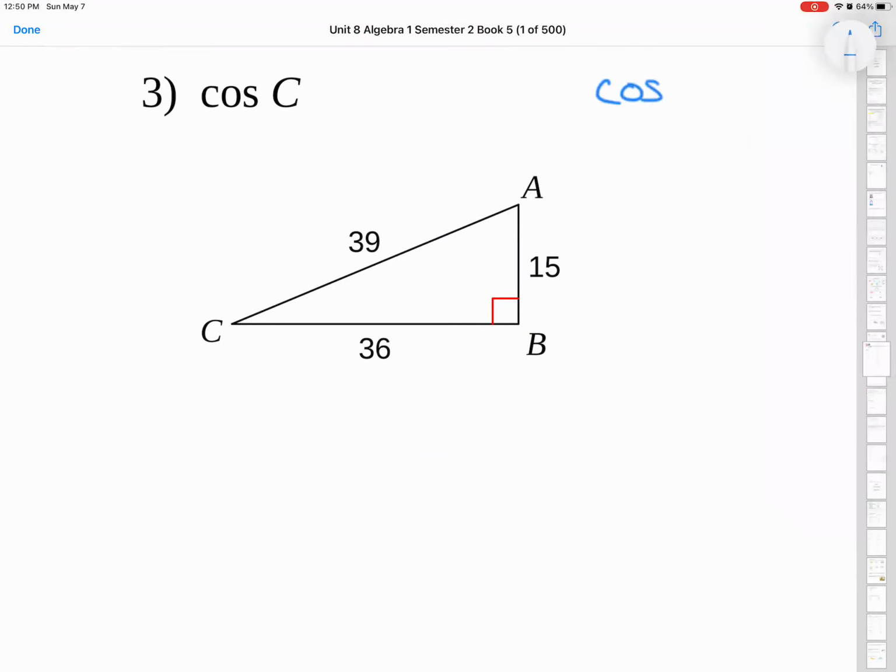All right, now looking at the cosine of C. Well, cosine of C is adjacent over the hypotenuse, according to our definition. So here is our angle measure C, and it's not always going to be here, just so you know. It can be up here at times. So just be mindful of where your angle is. And our adjacent is not the one opposite, but it's right next to your angle measure. So in this case, it's that value 36 on top. And then our hypotenuse is the one opposite of the 90 degrees, so 39.